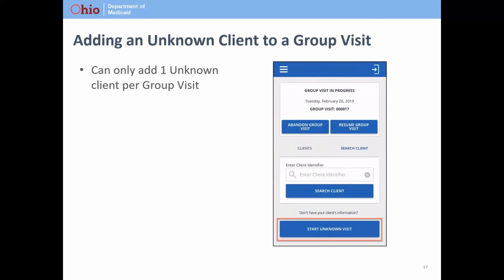At the top of the screen, you would see that you have a group visit in progress. It started and then the date. You'd see your group visit code, and you would have options to abandon your group visit, resume your group visit, or search for another client entirely. However, if you know that your client is not yet in EVV, or you've already tried searching for them and you can't find them, then you can use the Start Unknown Visit option at the bottom of your screen.